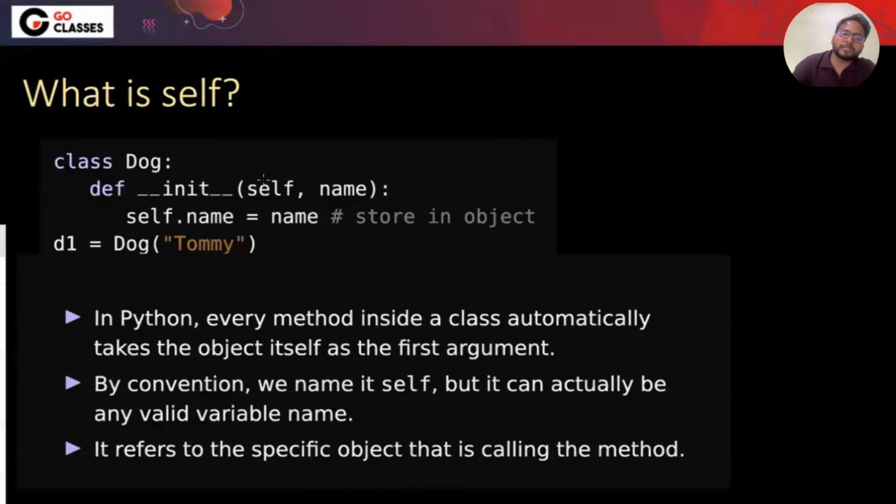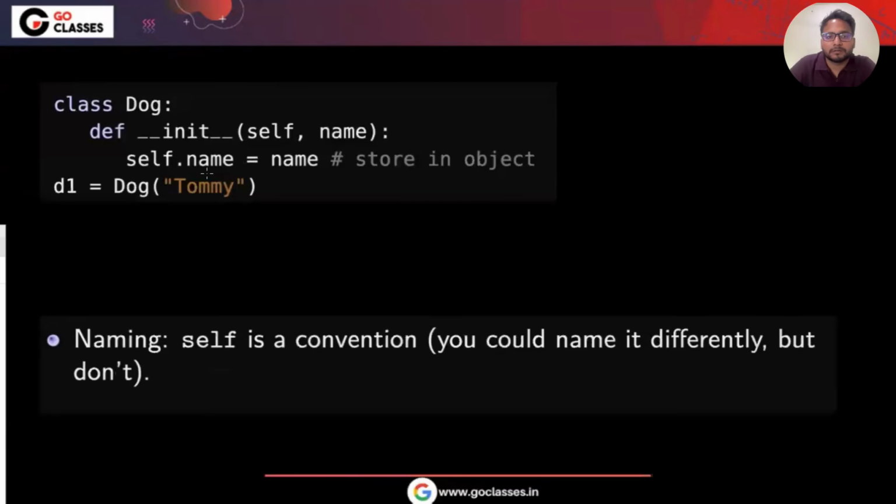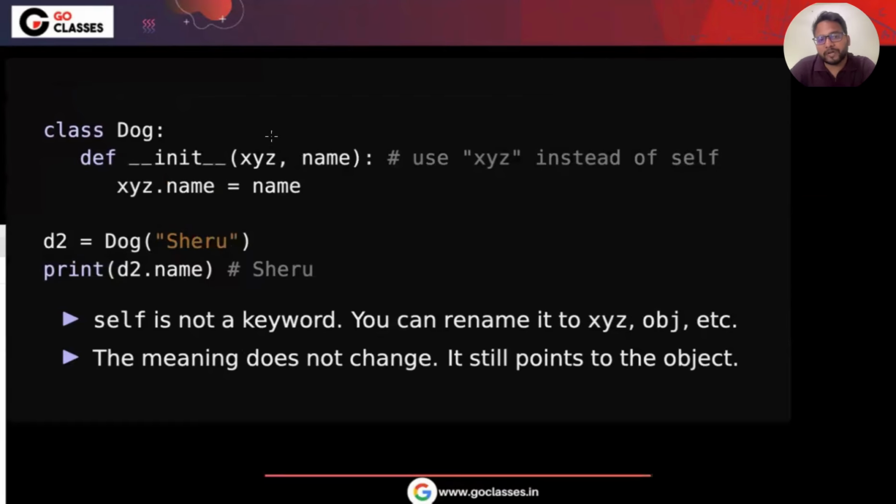So self is something where, when Python calls a method inside a class, it automatically takes the object itself as the first argument. By convention, we call it self, but it can actually be anything. It refers to the specific object. Self is a convention. You could name it differently, but you should not. For example, you can have XYZ here, name equal to name. It is also fine to use XYZ instead of self.